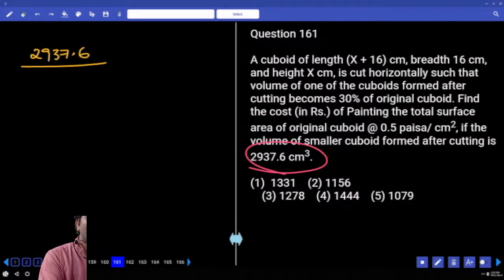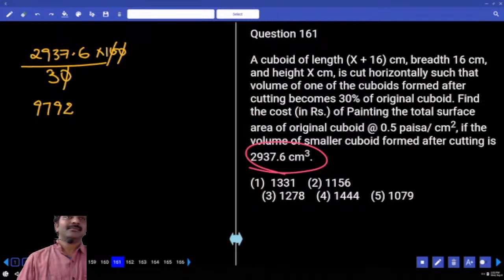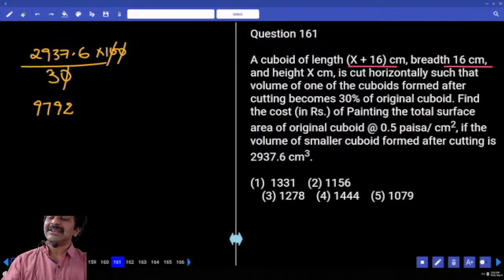2937.6 is equal to 30% of the volume. To calculate total volume, I'll write it into 100. Is that okay? 0, 0 gets cancelled. 0 and decimal I can cancel. Now cancellation with 3. Come on, tell me. 9, 7, 9, 2. This is total volume only. Now total volume in the sense length into breadth into height only.